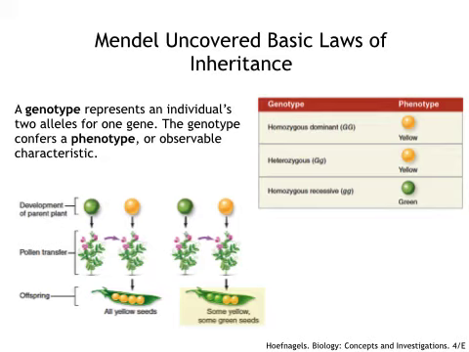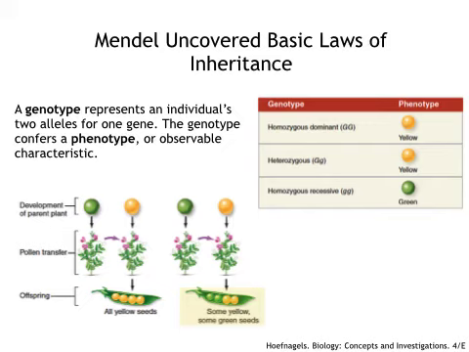So you can have an allele for yellow seed color or an allele for green seed color. And this genotype confers a phenotype, or observable characteristic. So depending on the combination of alleles that you have, that's going to express itself outwardly, visibly in the organism. In this case with seed color, but same with your eye color, right?